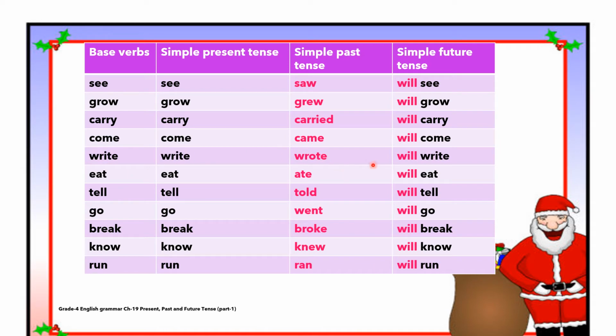And with the simple future tense, we add will before the verb, and we use will plus base verb. For example, if the verb is see, we will use will plus see, will plus grow, will plus carry. So, the main verb will be in the base form in future tense. Understood?